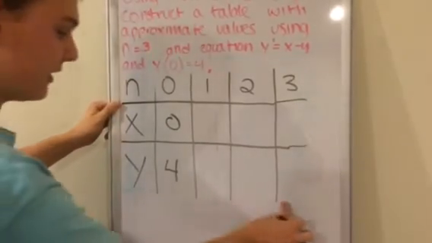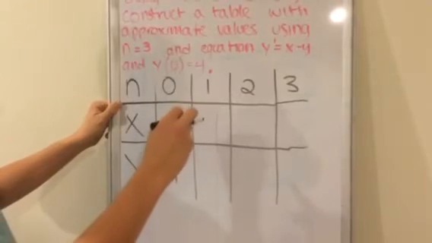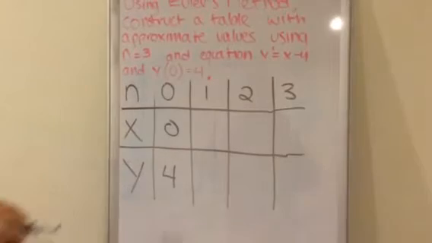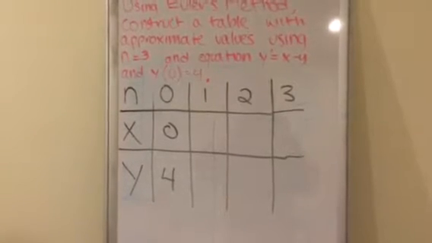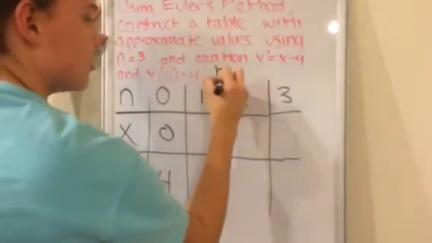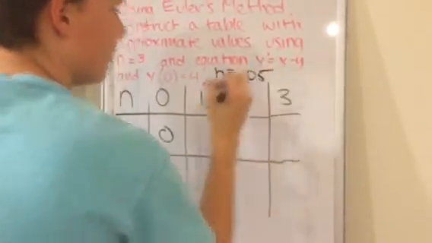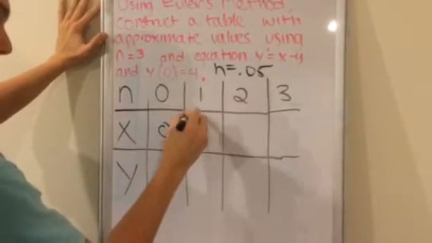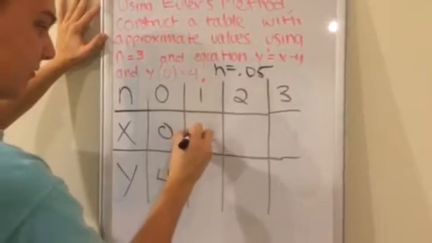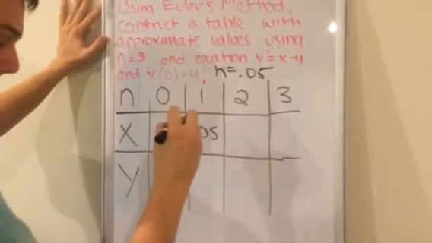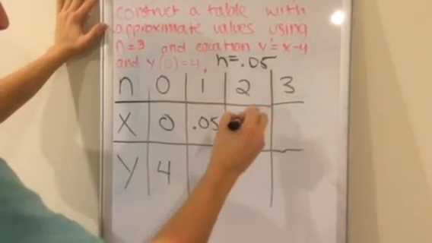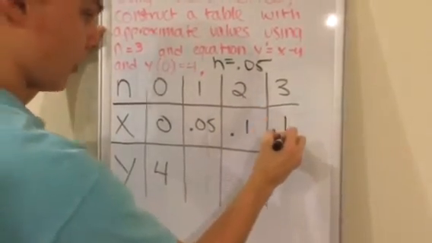Now, to calculate what our x values are, we add our increments of h, which in this case is h equals 0.05, which will be given. So for when n equals 1, we have x adding 0.05. For our next value, 2, we have 0.1. For our next value, when n equals 3, we have 0.15.